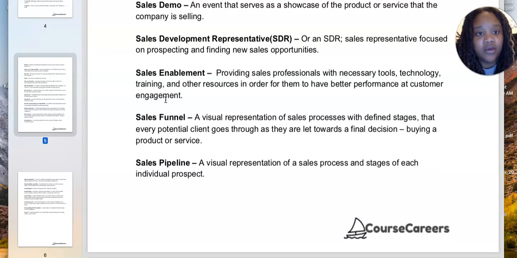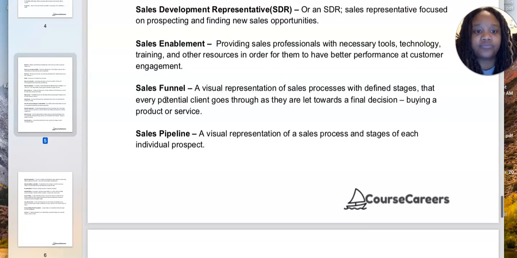But the good companies, they have sales enablement because they want their sales reps to be able to perform at their highest and have all the necessary resources in order to do so. That way they can say, hey, buddy, there's no excuse why you are performing the way you are. You have all the resources that you need. You have all the necessary tools, all the necessary training and technology to perform very, very well.